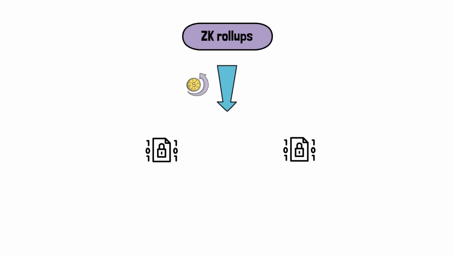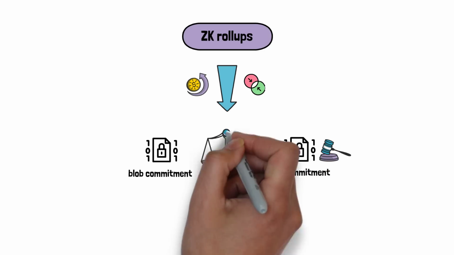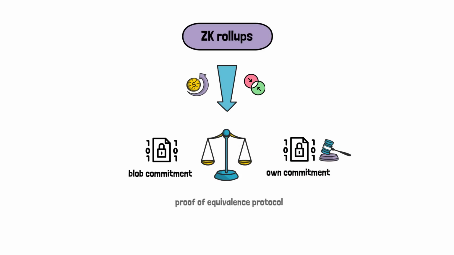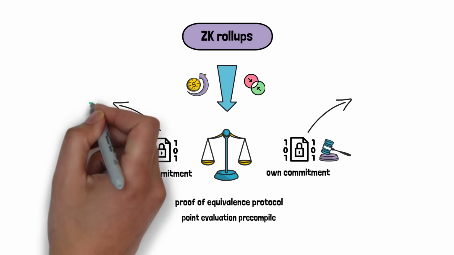ZK rollups would provide two commitments to their transaction or state delta data, the blob commitment and the ZK rollup's own commitment using whatever proof system the rollup uses internally. They would also use a proof of equivalence protocol using the previously mentioned point evaluation precompile to prove that the two commitments refer to the same data.